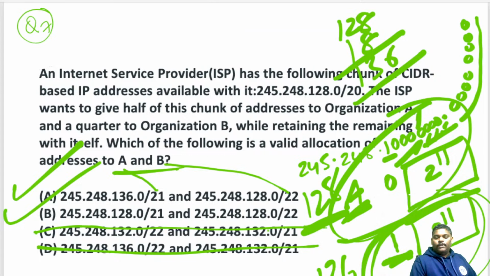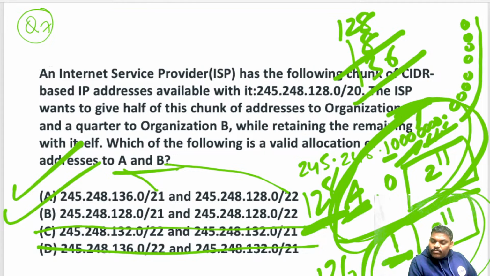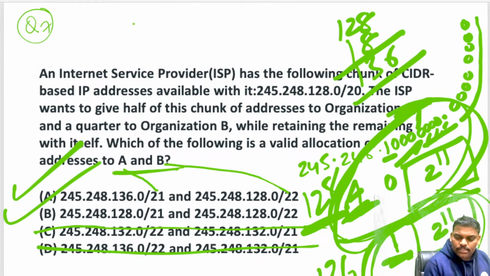Now be careful. According to option A, the second part is given, okay? But if the second part is given, this will be divided into two parts, because this is given to A. According to option A, 136 is given to A. Now 128, divide that into two parts.